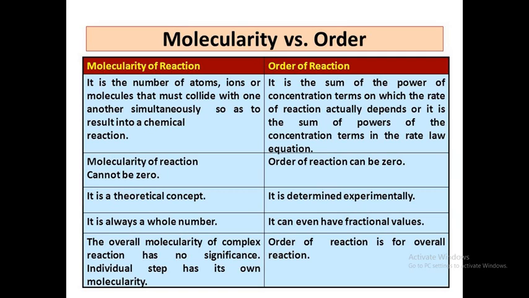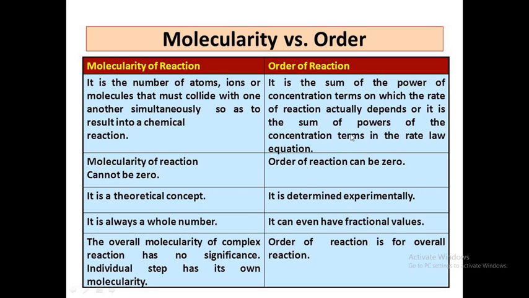And again, molecularity of a reaction cannot be zero. Molecularity is always a whole number. But the order of a reaction can be zero. When the order of a reaction is zero, that chemical reaction is known as a zero order reaction. When the order is 1, that chemical reaction is known as a first order reaction. And when the order of a reaction is equal to 2, then it is known as a second order reaction.